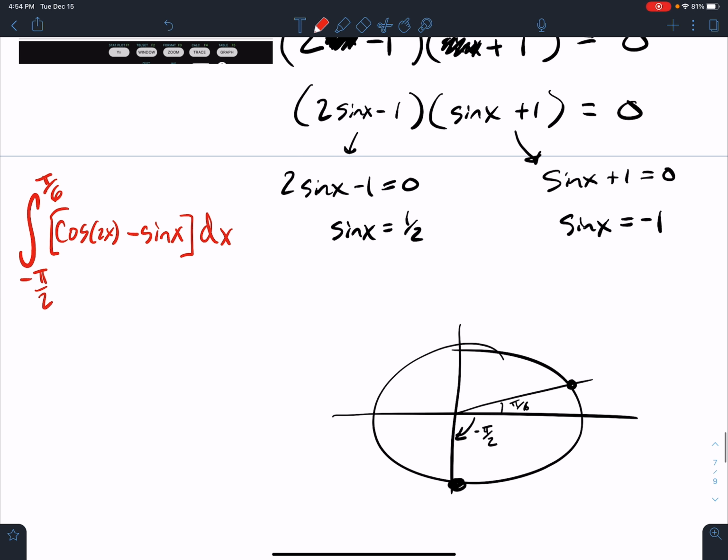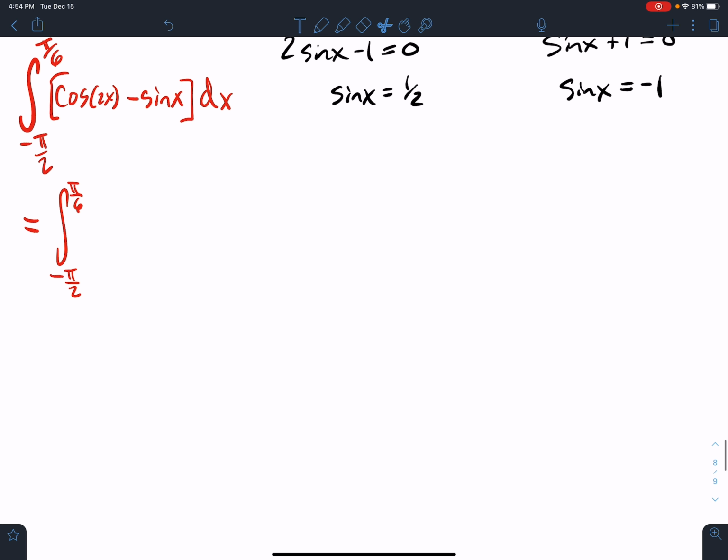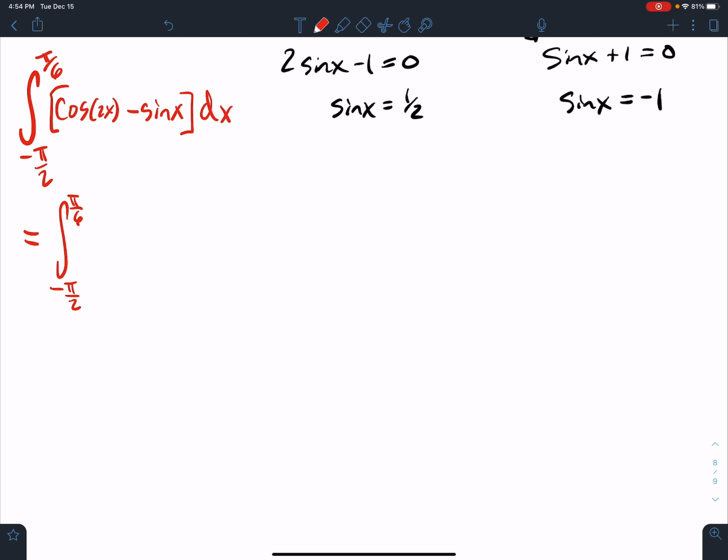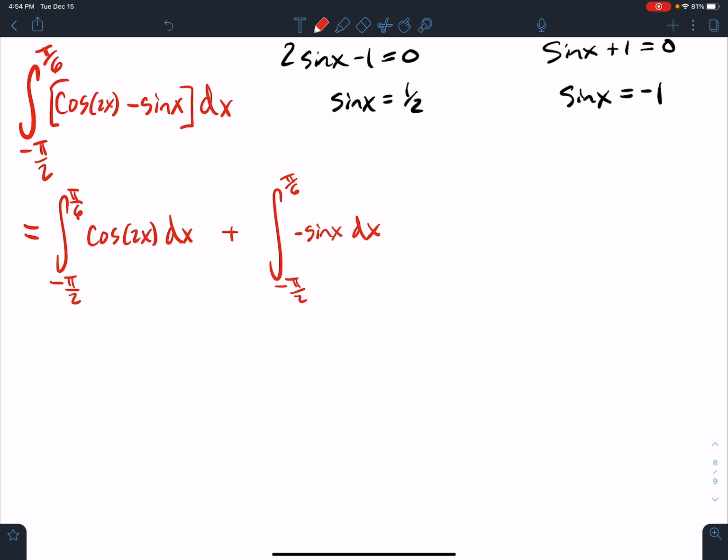And for this one here, cosine 2x, so I'm going to break this up into two integrals. Integral from negative pi over 2 to pi over 6, we'll delete this, of cosine 2x dx, and then plus integral negative pi over 2 to pi over 6 of negative sine x dx. Okay, and so what does this get me?